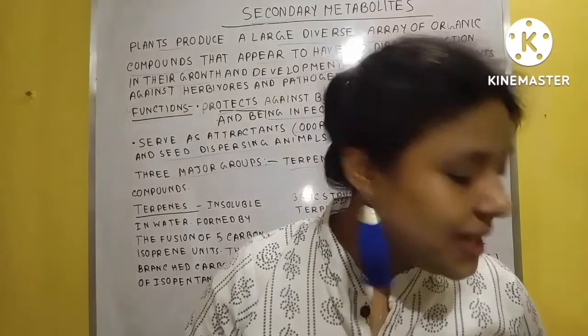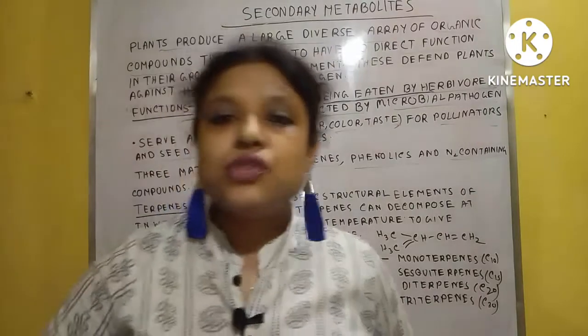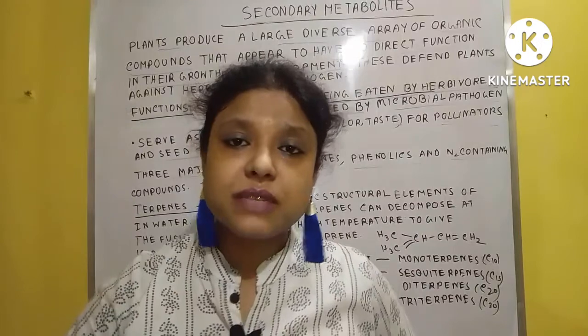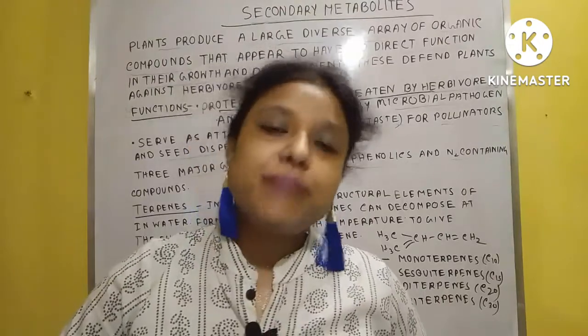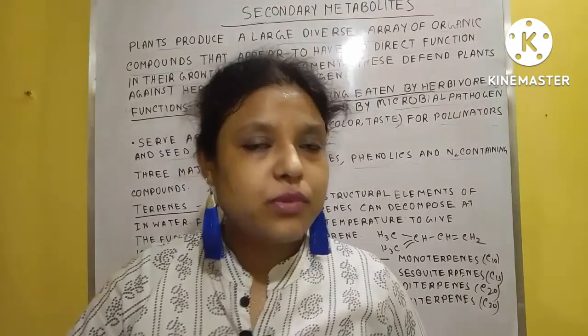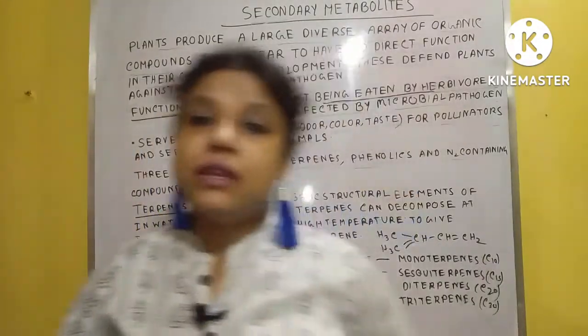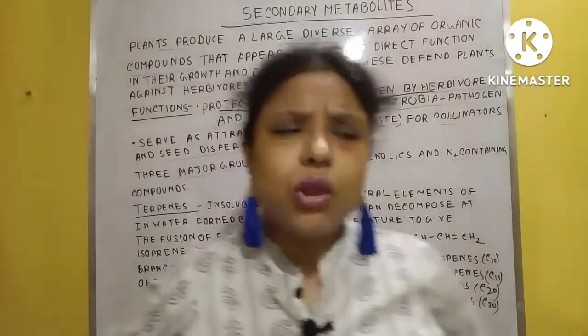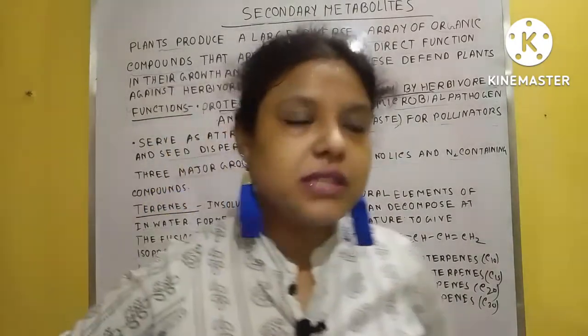Let's start today's topic, that is the secondary metabolites. This is related to plant physiology. So what are the secondary metabolites? First of all, you have to know that two types of products are generally produced by plants: primary products and secondary products. The primary products are very important or necessary for the plant's body, and the secondary products are not very important for the plant's body, but they have some roles that create an effect in the plant's body.